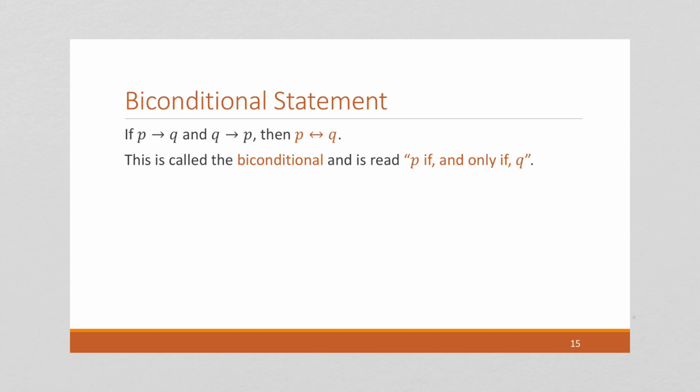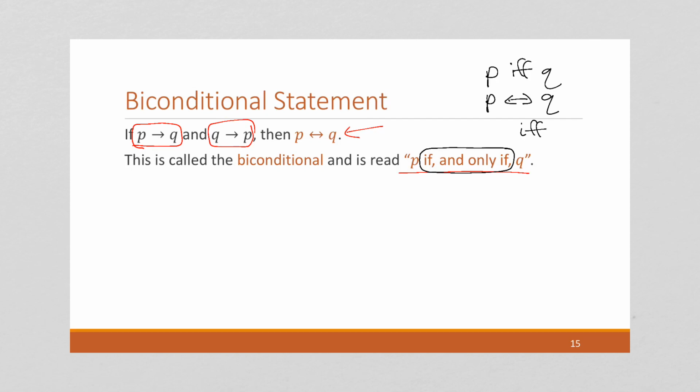And last but not least, we have biconditional statements. All a biconditional statement is, it's a statement where P implies Q and Q implies P. And so now our arrow goes both ways. All right. And this is read P if and only if Q. In mathematics, we use this term if and only if all the time. It's commonly abbreviated IFF. So I'll abbreviate it as that in the future. So saying P if and only if Q is also the same as saying P implies Q and Q implies P.